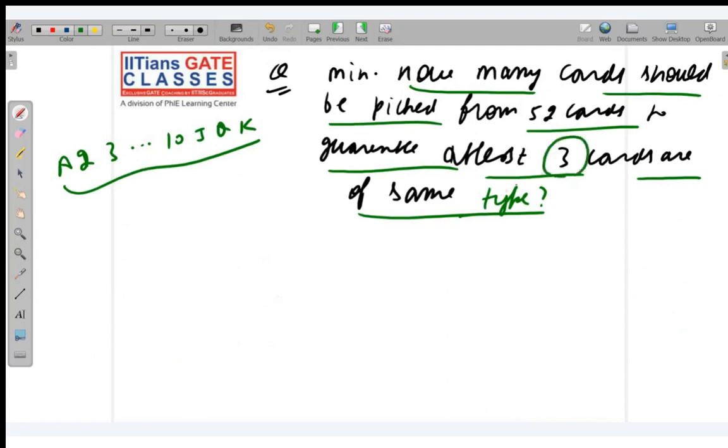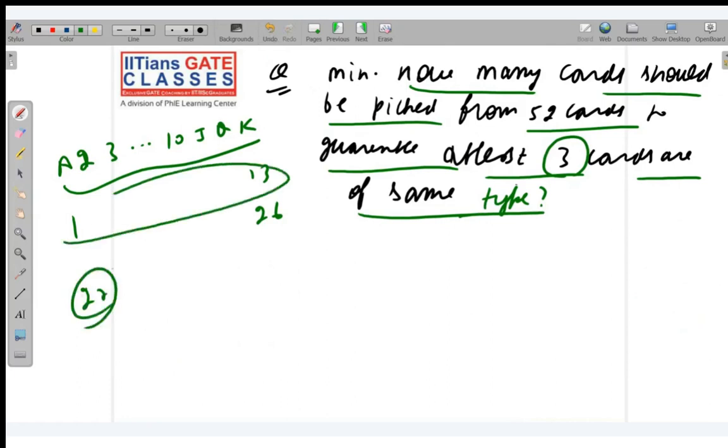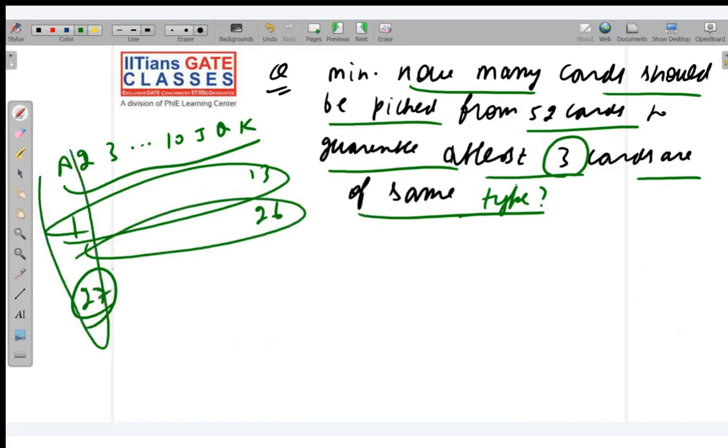And we want at least 3 cards of the same type. So what should be done? 1 to 13 is over, then 26, and then 39. Sorry, we will not go till 39, only 27 is needed. So 1 to 13 are all different, then 14 to 26 are again all different. The moment you pick the 27th card, at least 3 will be of the same type, for sure. So the answer to this question is 27.